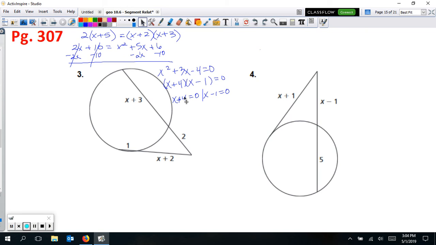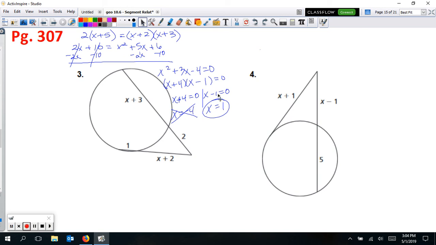With this one we're going to get a negative 4, and on this one we're going to get a positive 1. So again, we're not going to keep both of them. We're going to get rid of this negative 4 because it is negative. If we were to plug negative 4 into here for x, it would make negative lengths, and we can't have that. So that's why you can't use the negative 4.